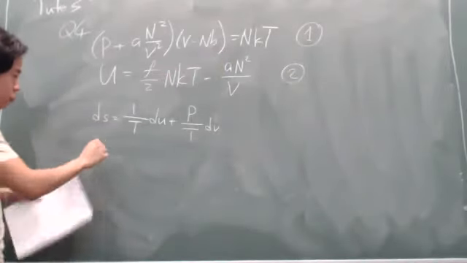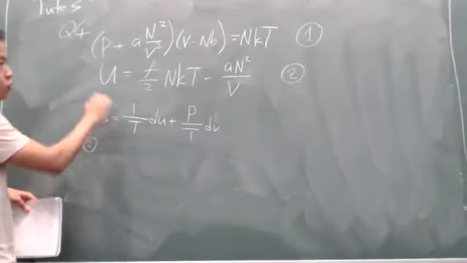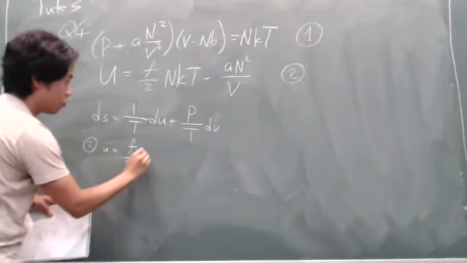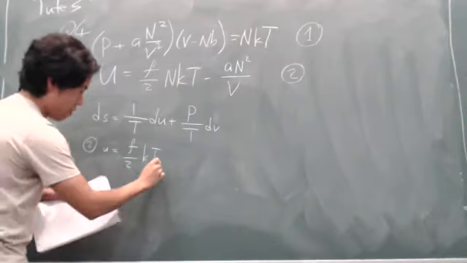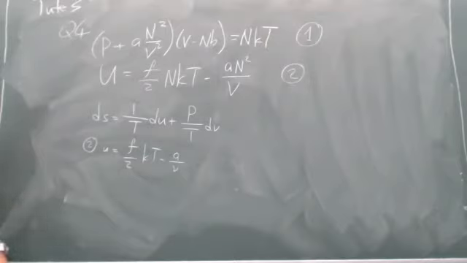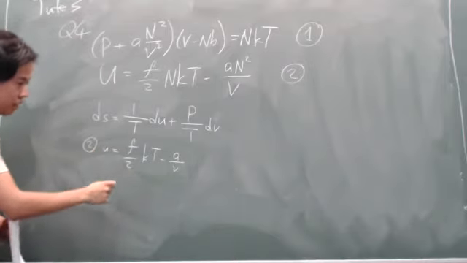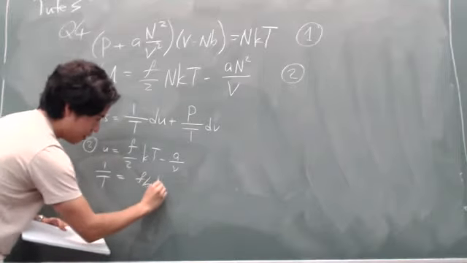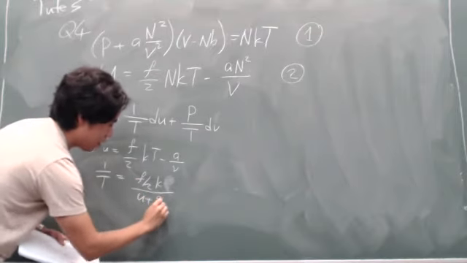So let's take equation 2 first to try to get the 1 on T coefficient. From equation 2, if I write this in specific values as well, dividing everything by n, I get little u is equal to f on 2 kT minus a divided by little v. And now you can just turn this into a 1 on T expression. So 1 on T is equal to f on 2 k, divided by u plus a divided by little v.